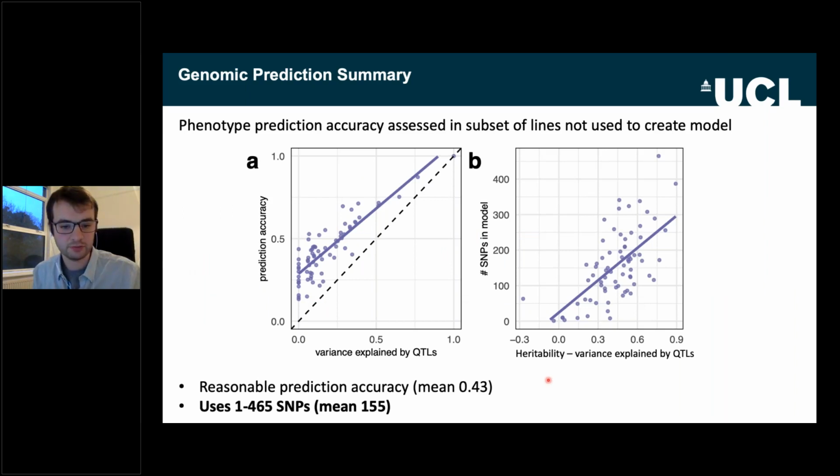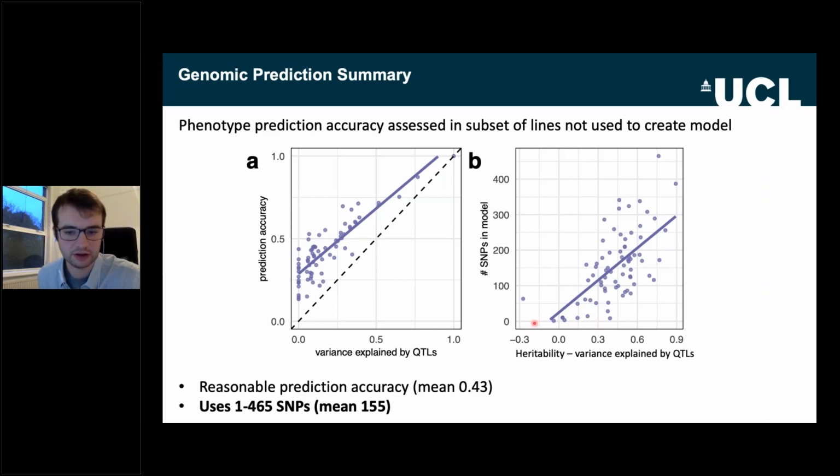So we evaluate the accuracy of these prediction models by fitting the model in one portion of the inbred lines and then predicting the phenotype of the rest of the inbred lines based on their genotypes only, and then assessing the accuracy in that set. So this plot is showing the prediction accuracy. Each of the points is a phenotype, and the x-axis is showing the fraction of phenotypic variation that was explained by genome-wide significant loci. So the prediction accuracy generally gets higher for traits where there are large effect QTLs around. And overall, prediction accuracy is varying, but it's on the whole reasonably accurate. So the correlation between prediction and real phenotype is 0.43 on average across the different traits.